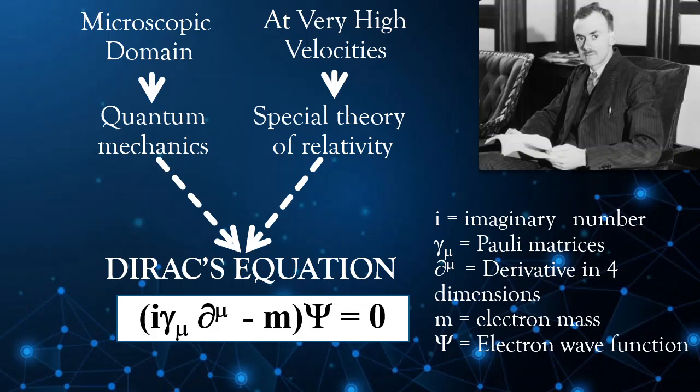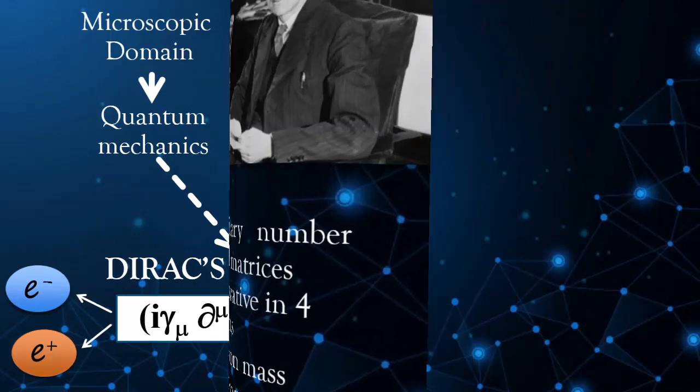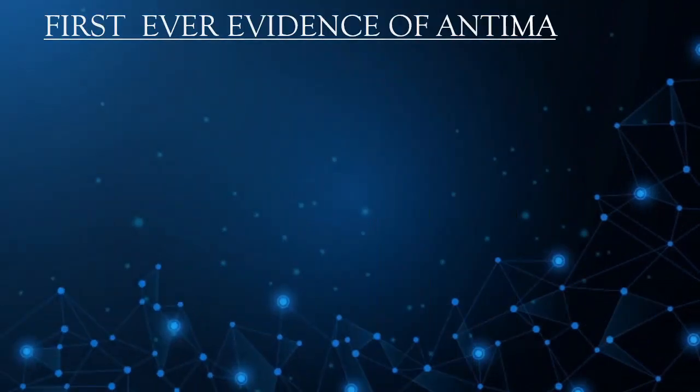The equation got two solutions. The equation was working absolutely fine for the electron. But what was surprising about the equation is that it also worked well for a positively charged electron. And the equation was so beautiful that Dirac firmly believed that somewhere in the universe there exists a positively charged electron. And he was right. After 4 years of Dirac's prediction, we got the first ever evidence of antimatter.